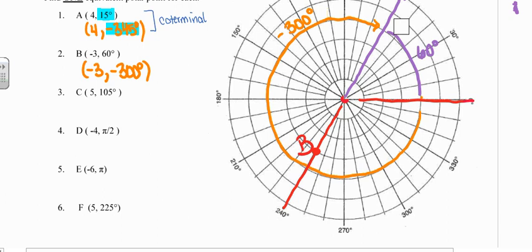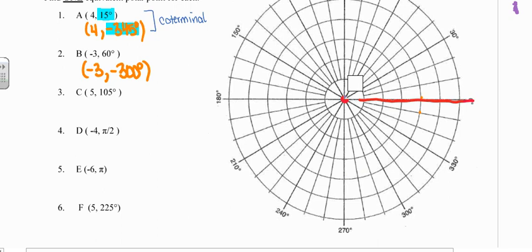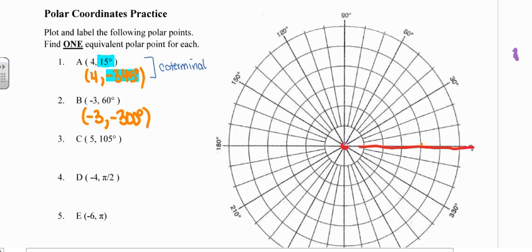All right, again, I'm going to erase to try to keep this as uncluttered as I possibly can. You should have on your page now a point A and a point B. I'll go back and write those in at some future date. Letter C says plot the point with radius 5 and angle measure 105 degrees. So again, I'm going to go for that angle measure first.